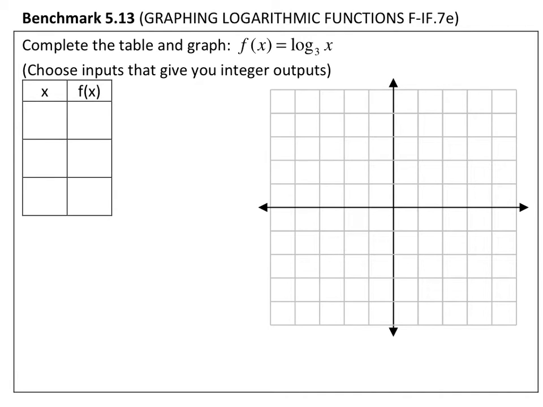So the question here is complete the table for this graph and then graph it. Now you want to choose good values to give you integer output. So you want to choose wisely what values to plug in. If you just choose any values, they don't work well. For instance, if I choose 0 here, 0 when you plug it in malfunctions.